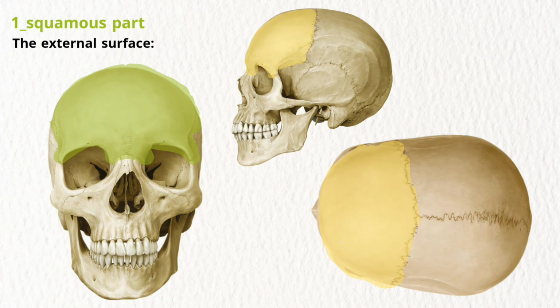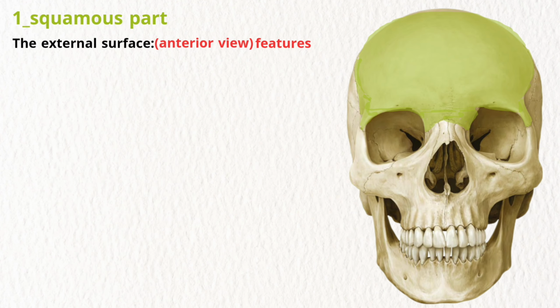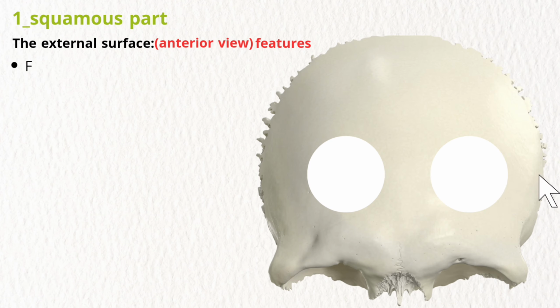Now we will study the external surface of the squamous part of the frontal bone from 3 views of the skull. 1. Anterior view. 2. Superior view. 3. Lateral view. If you look at the squamous part from the anterior view, you will see many features. Frontal eminences, or frontal tubers, are the most prominent parts of the frontal bone.